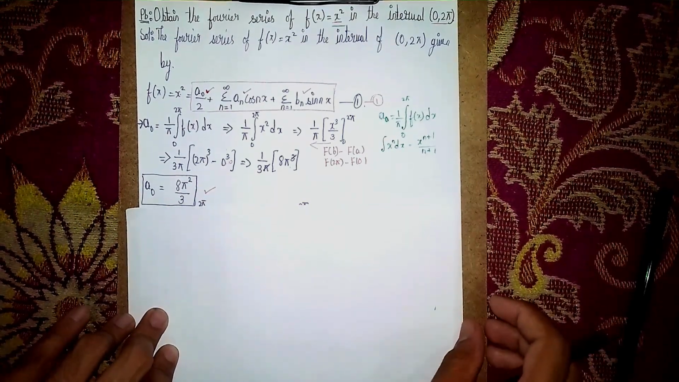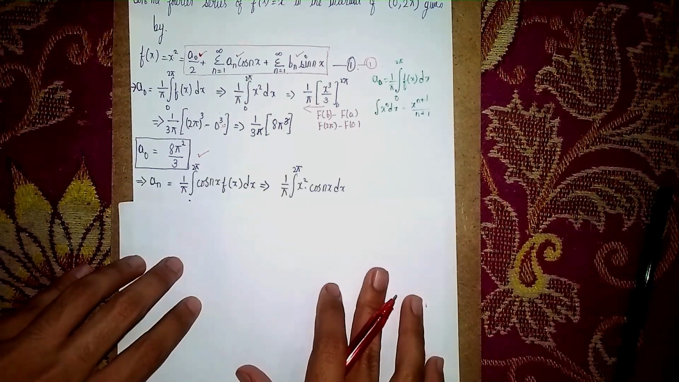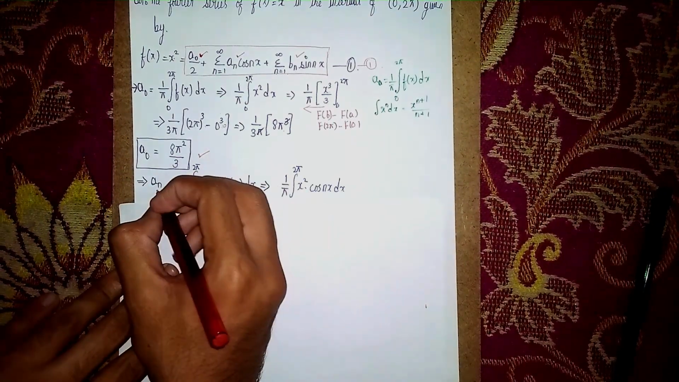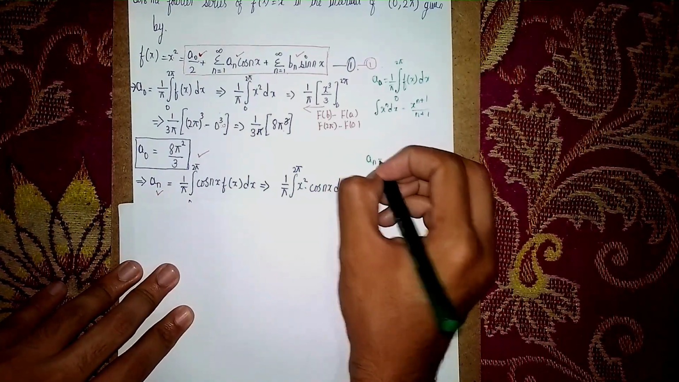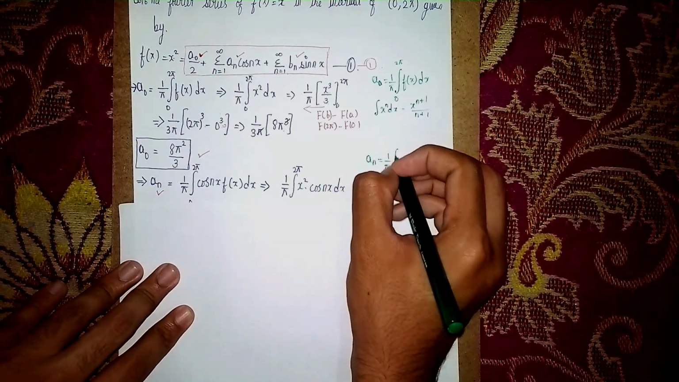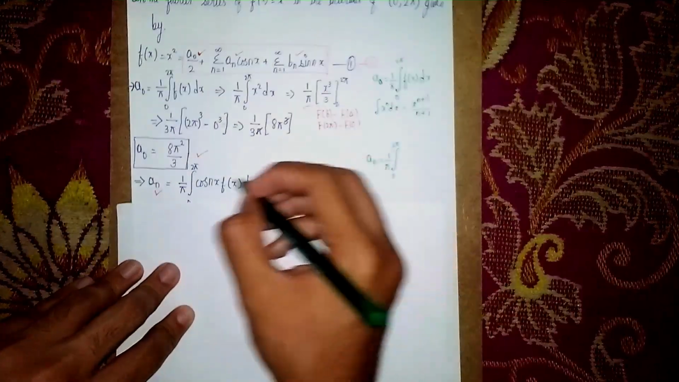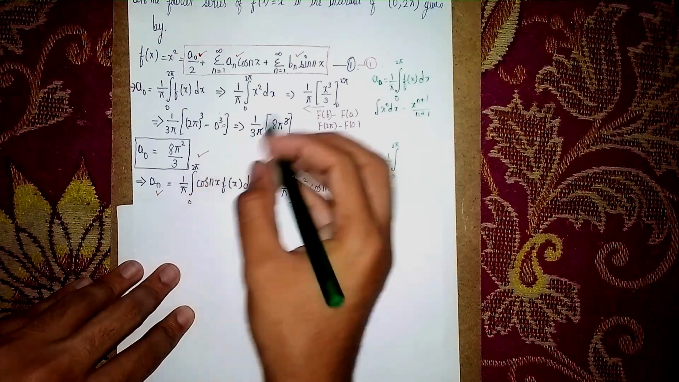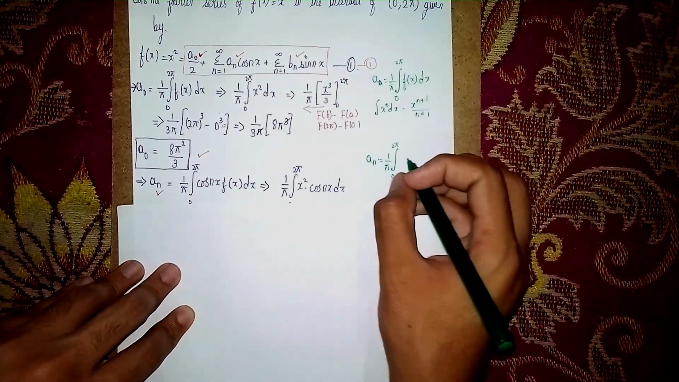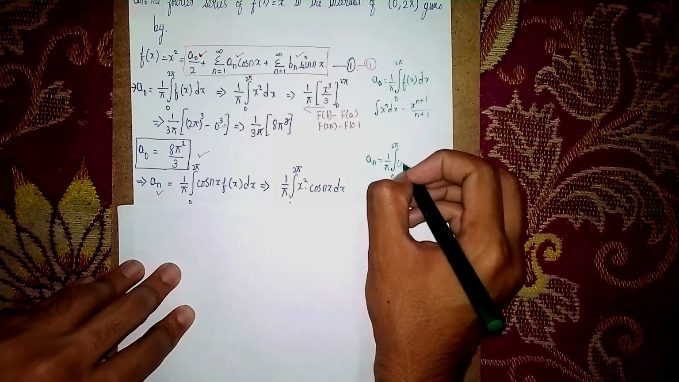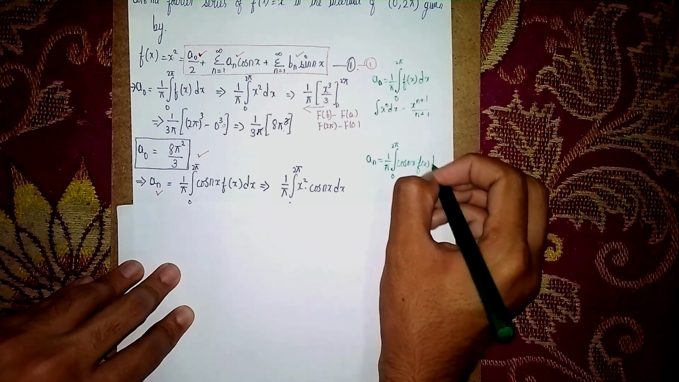Now we have to find an. The an formula is: an is equal to 1 by pi integrate 0 to 2 pi. In a question they can give another limit, so be careful. The interval is given as 0 to 2 pi, that's why I'm taking 0 to 2 pi limits. So 0 to 2 pi, cos nx into f of x dx.